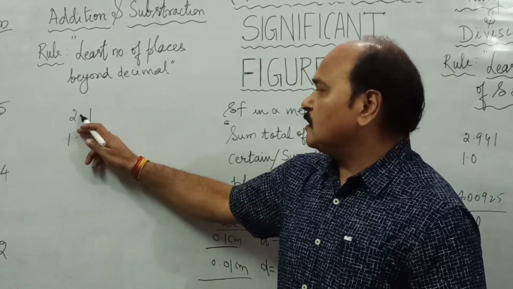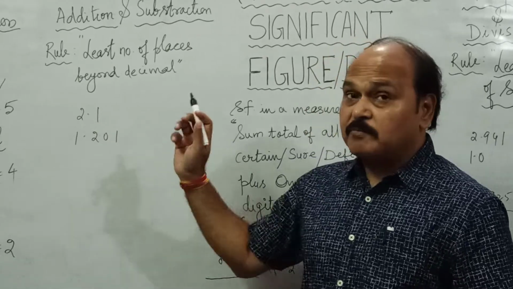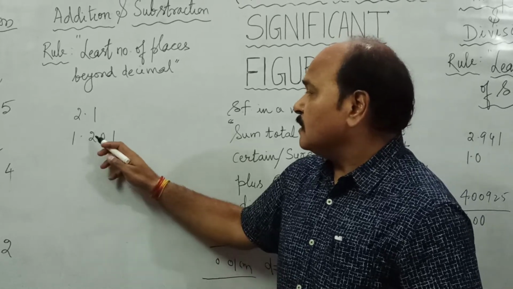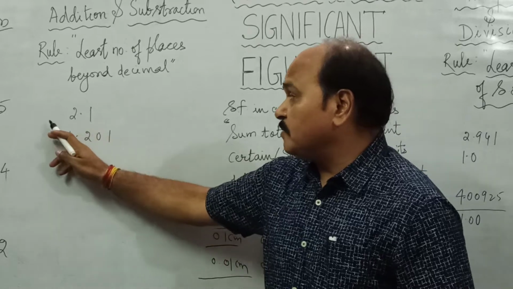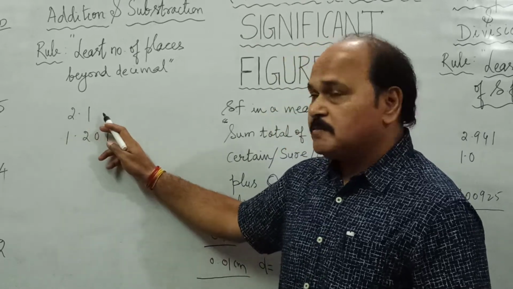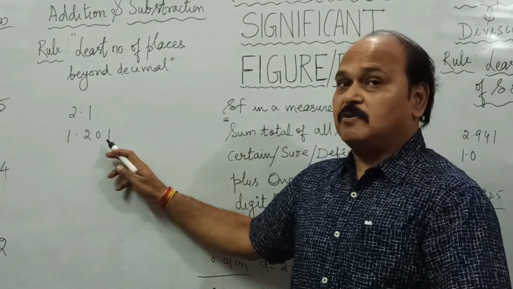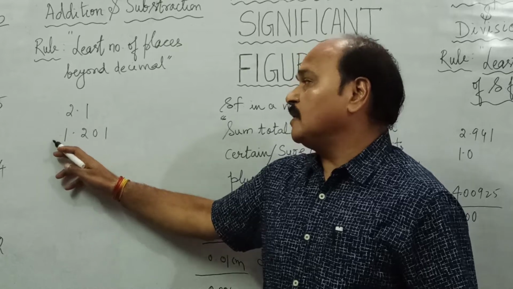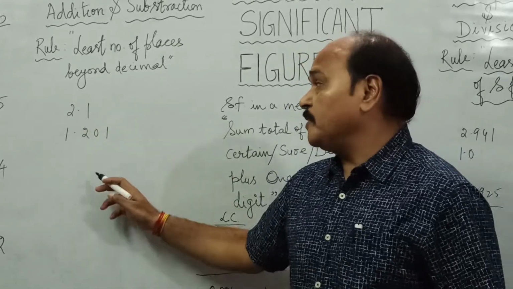See, suppose we want to add 2.1 with 1.201. These are two recordings done from different instruments and they have to be added. This has 1 place beyond decimal, this has 3 places beyond decimal. This has been measured from an instrument which can measure up to 1 place beyond decimal. This has been measured from an instrument which can measure up to 3 places beyond decimal. So this instrument has an even smaller least count. So both the values have different accuracies and they are going to be added to each other.